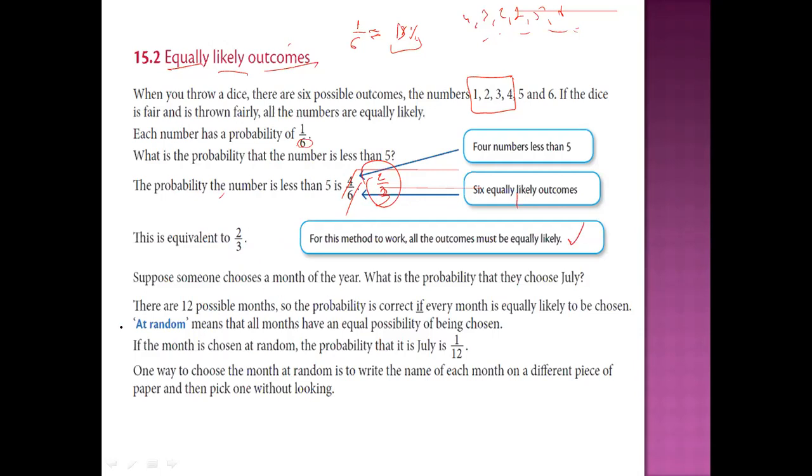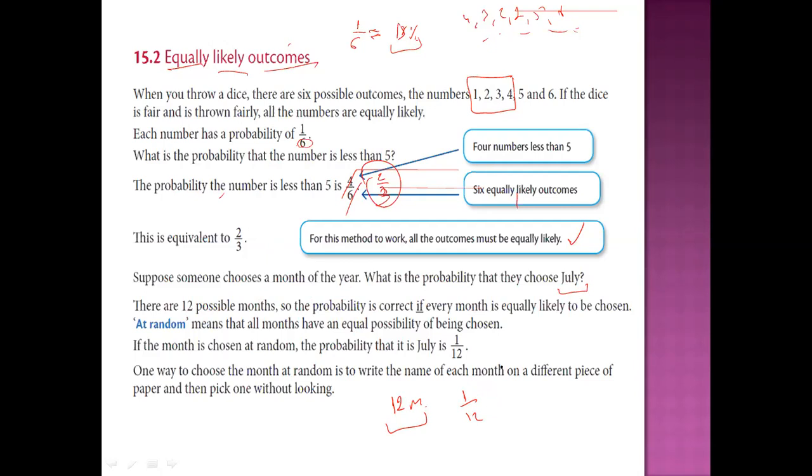Don't forget also, suppose someone chooses a month of the year. What is the probability that they choose July? There are 12 possible months, so the probability is correct if every month is equally likely to be chosen. How many months do we have in a year? Exactly 12 months. The probability of July is exactly 1 over 12, because in a year we have 12 months and we need only one of them, July.